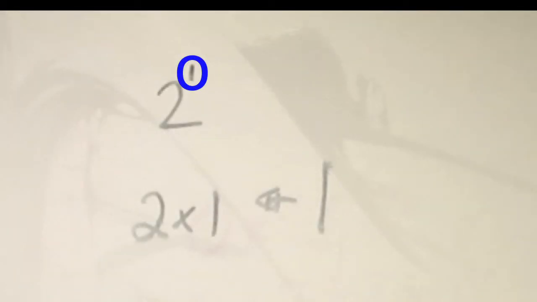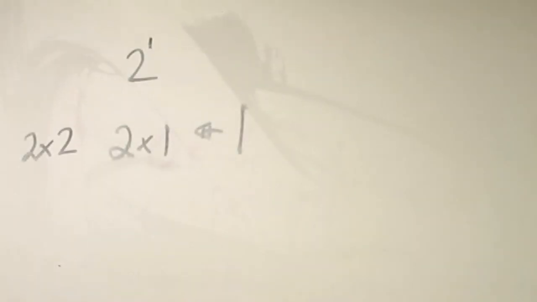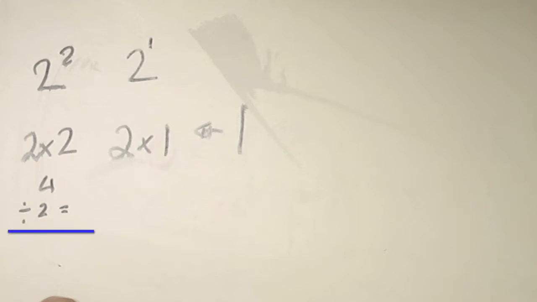2 times 1 is 2. So that's the base that you're working from. You're multiplying it by something. That's 2 to the power of 1, the circle there. Now 2 times 2 then equals 4. And that is 2 to the power of 2, also circled there. And of course 4 divided by 2, you can see down there, is 2.